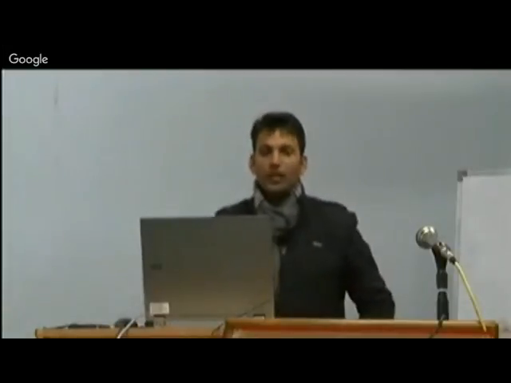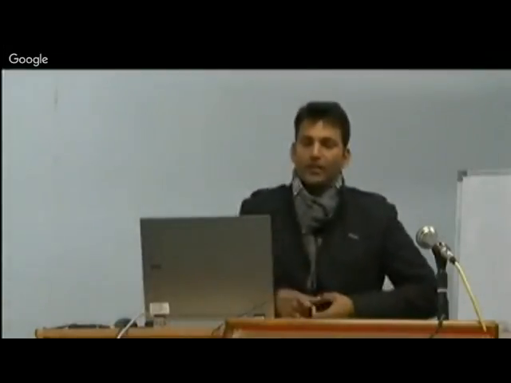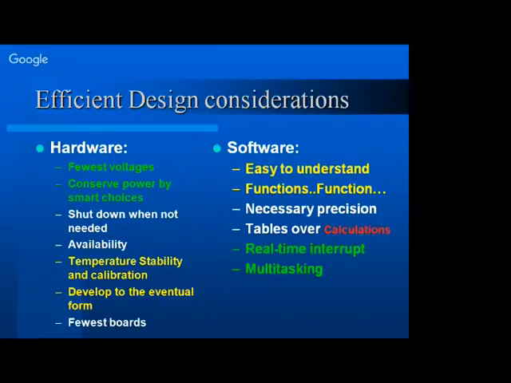Now let us come to the efficient design considerations. As I was saying, before we see actual applications, let us talk about the efficient design considerations. They include the hardware and software. The first point you can see is the fewest voltages. What is this, and how does it relate to efficient design considerations? You might wonder on most of the aspects here, but these are the important things one might consider when we design efficient embedded systems.